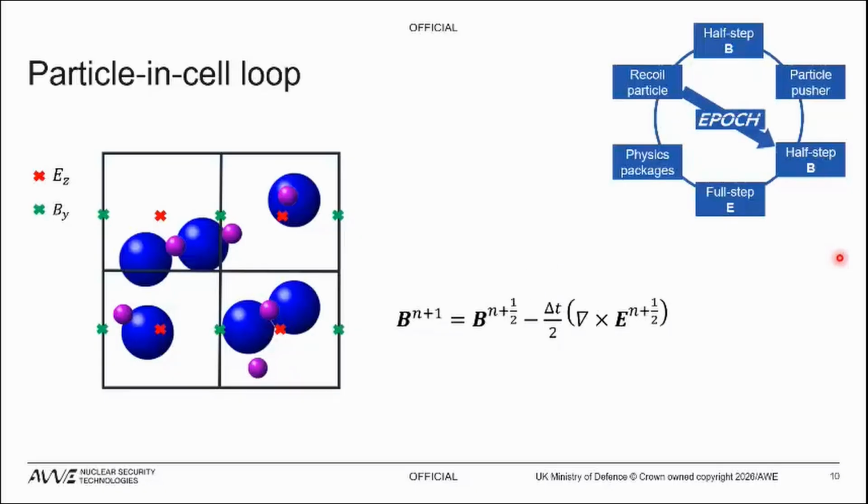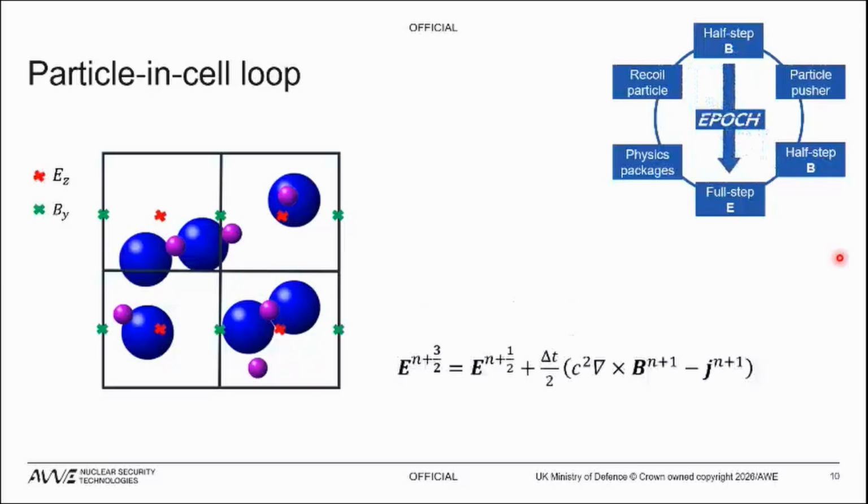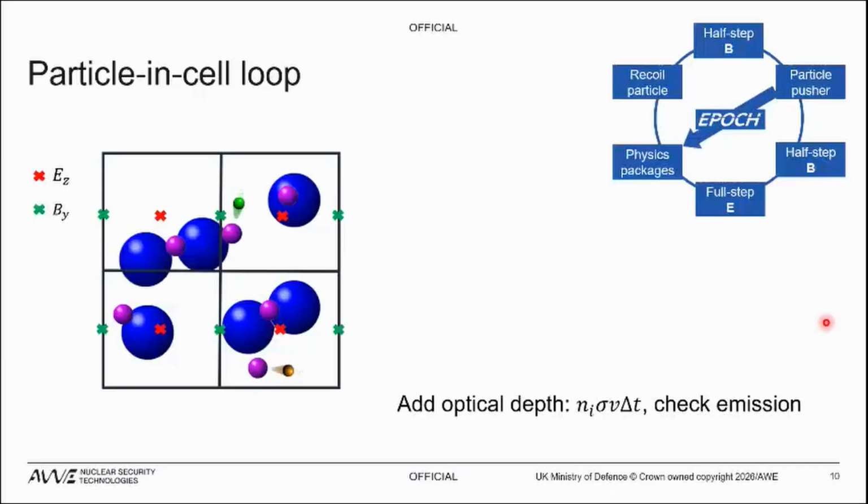And then we do the second time step in the magnetic field, so we've done a full one, which allows us then to do a full step in the electric field using a discretized form of Ampere-Maxwell's equation. Note the current density, which comes from the particle push that we did earlier. And then once we've done that, we can sample our secondary packages.